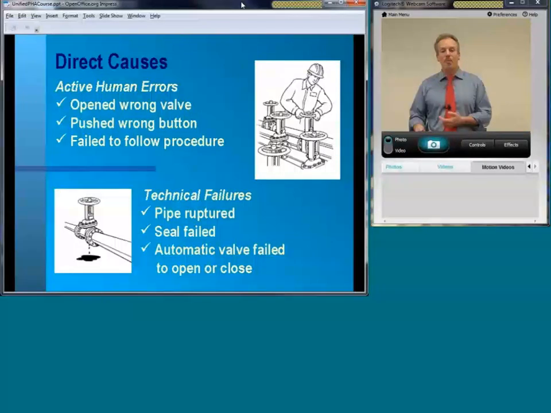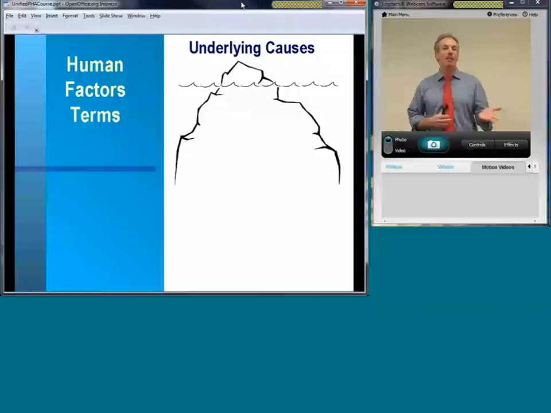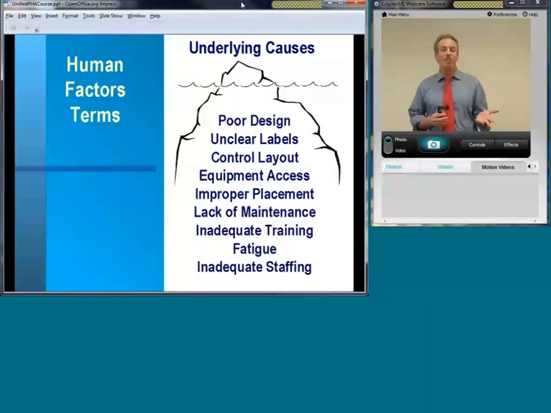When you're looking at human factors or human errors, you want to keep in mind there may be underlying causes for direct causal events: poor design, unclear labeling, the layout of the controls, equipment access, improper placement of equipment, lack of maintenance, inadequate training, fatigue, or inadequate staffing. Maybe those are associated with each other too, but all can be underlying causes that lead to specific human errors. So during a HAZOP study, you're going to be identifying specific human errors, but as a facilitator, you'll want to challenge the team to look at potential underlying causes, and if there are weaknesses that need to be addressed, flesh them out as part of the HAZOP study.